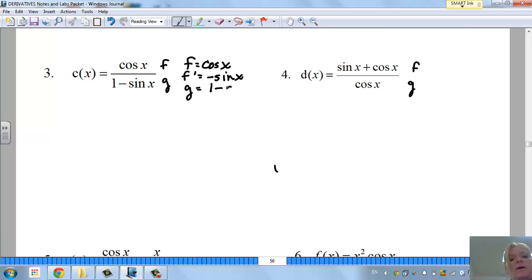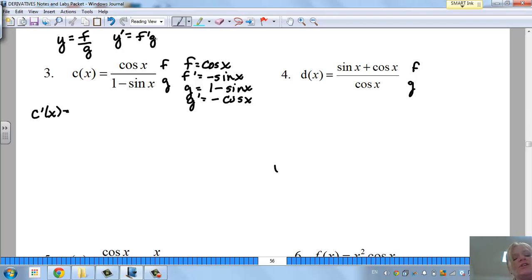G is 1 minus sine x. G prime: the derivative of 1 is 0, and the derivative of sine is cosine, but that negative's there, so it's going to be negative cosine x. Now recall the quotient rule: if y equals f over g, y prime is f prime g minus f g prime, all over g squared. So we're going to basically plug those into that quotient rule.